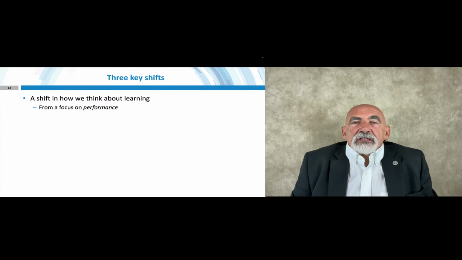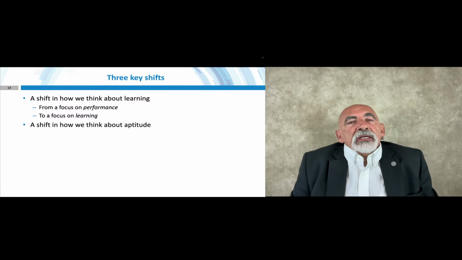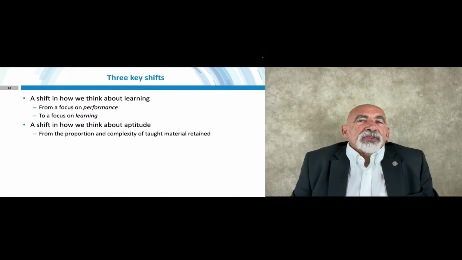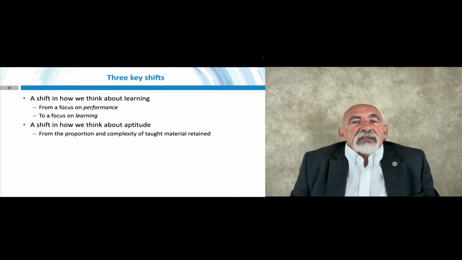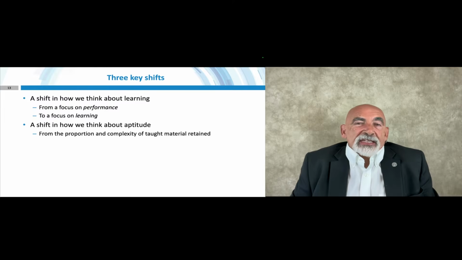And so the first is from a focus on task performance to a focus on learning. I think that should be quite clear. We need to be focusing on the long term. The second is how we think about aptitude. So typically, when we think about students' aptitude for particular subjects, like mathematics, for example, we tend to say it's about how much of what they've experienced in classrooms they remember, the proportion and complexity of taught material is actually remembered.